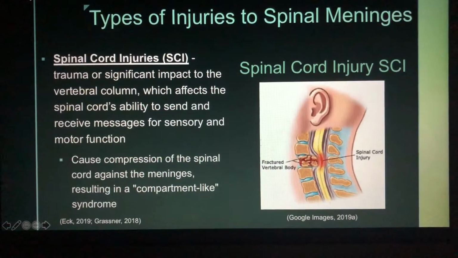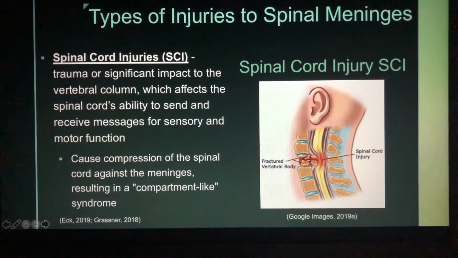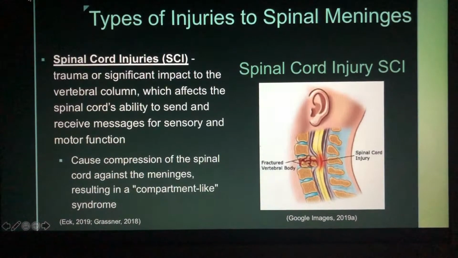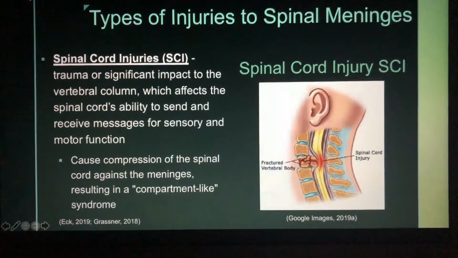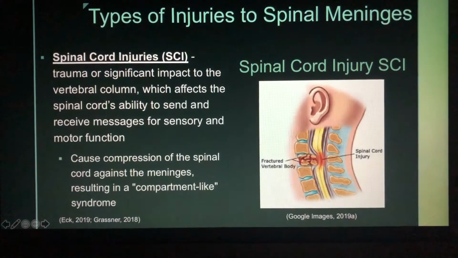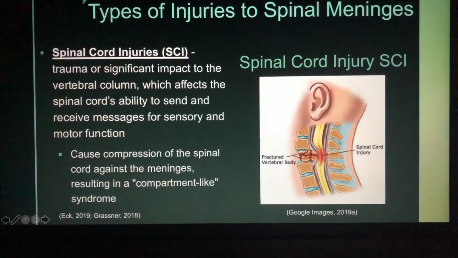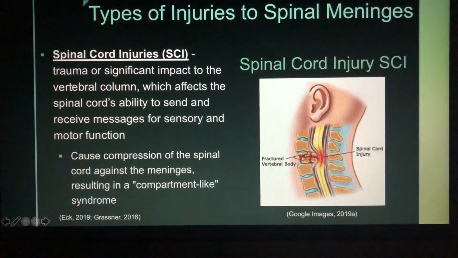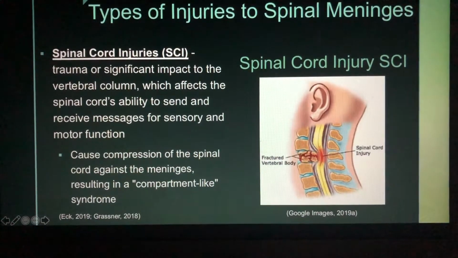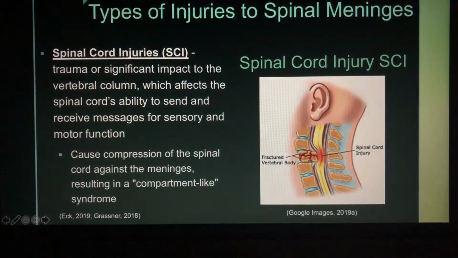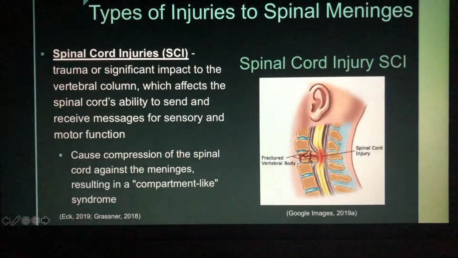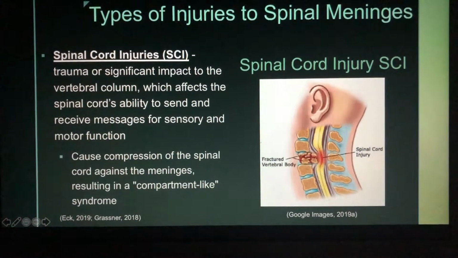Another type of injury to spinal meninges are spinal cord injuries, which are trauma or significant impact to the vertebral column, which affects the spinal cord's ability to send and receive messages for sensory and motor function. Spinal cord injuries cause compression of the spinal cord against the meninges, resulting in a compartment-like syndrome, as you can see in the picture to the right there.